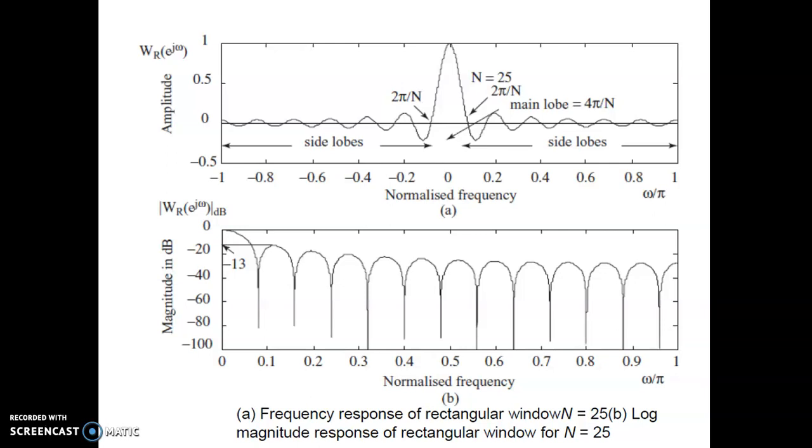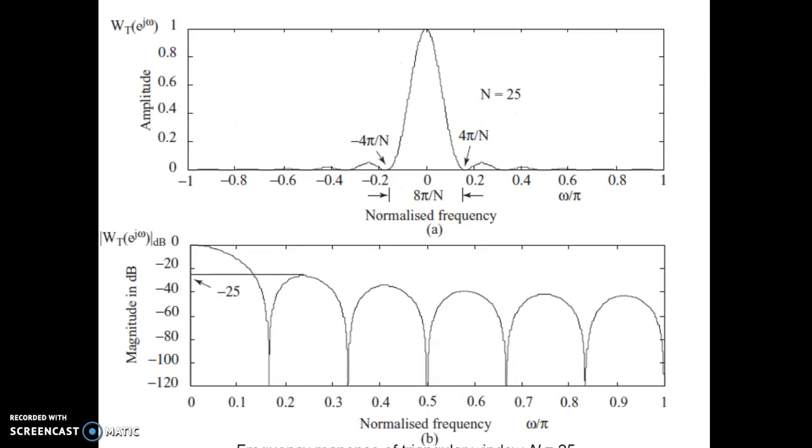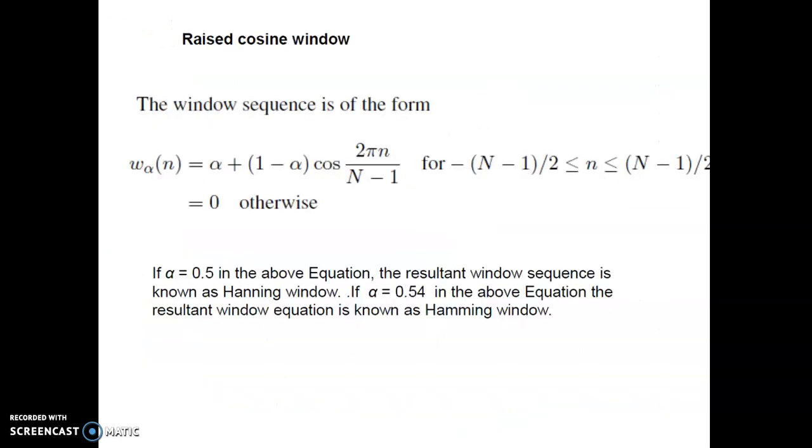This shows the energy suppression content of the window. Likewise, I am showing a triangular or Bartlett window, which is wT(n) = 1 - 2|n|/(N-1) for -(N-1)/2 ≤ n ≤ (N-1)/2. Here again I am showing the amplitude response for the normalized frequency and the frequency suppression characteristics of the window.